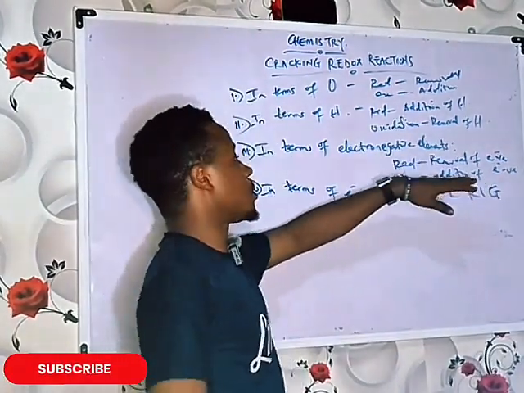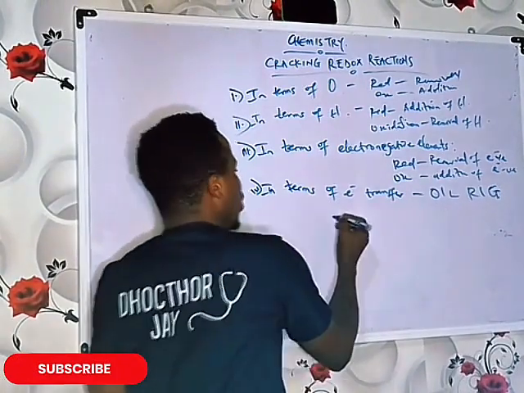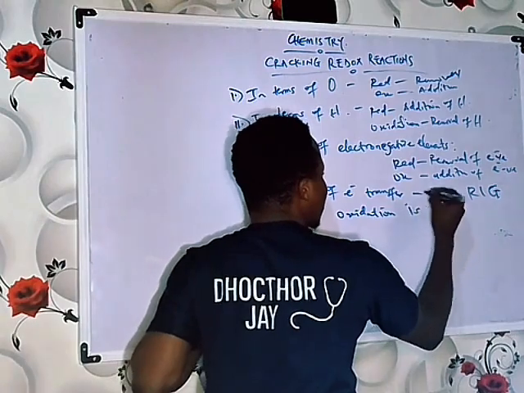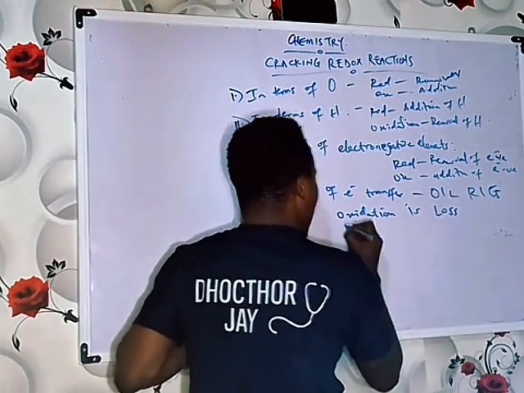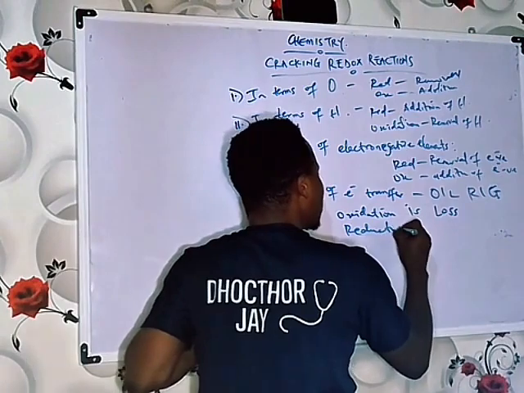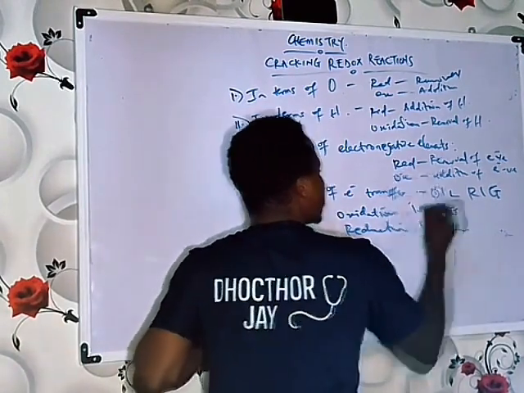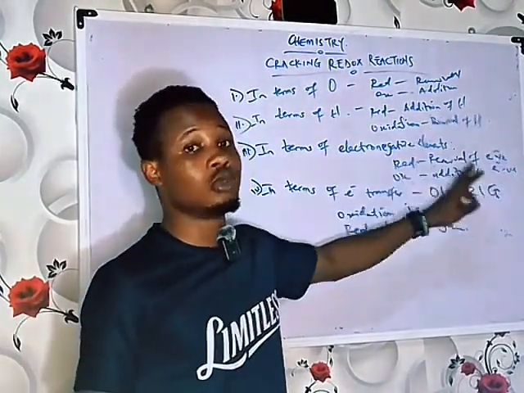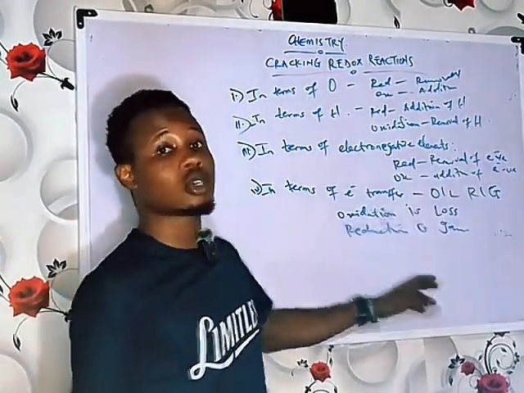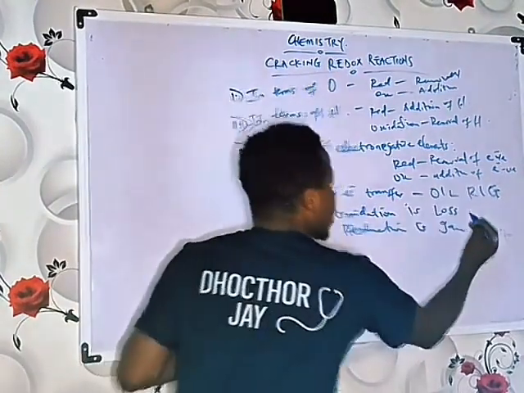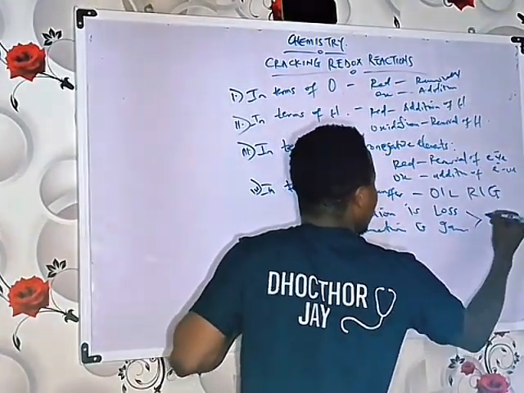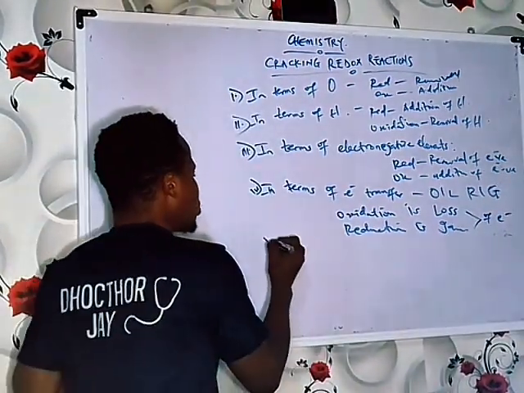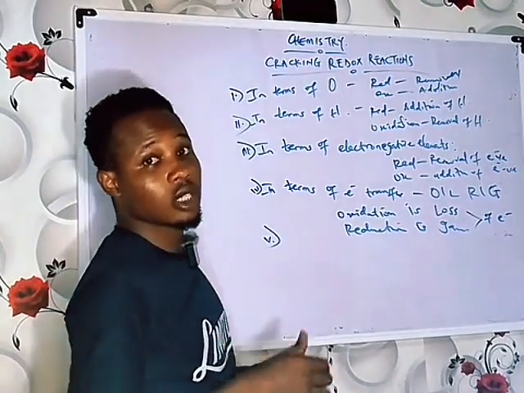So OIL RIG, what does it stand for? This mnemonic stands for oxidation, that's the O, is, that's the I, loss, that's the L, and then the RIG, reduction, is gain. So if you're trying to remember the definition for redox in terms of electron transfer, you use OIL RIG. Oxidation is loss, reduction is gain. What are we talking about in terms of loss or gain here? Of electrons.